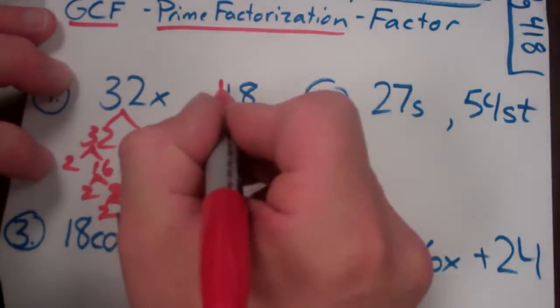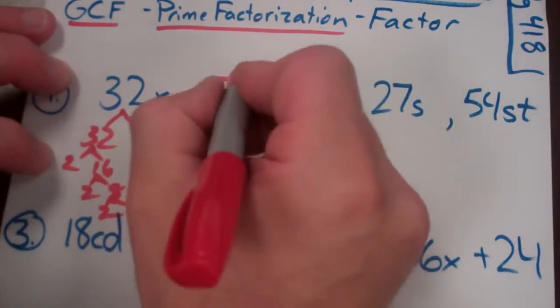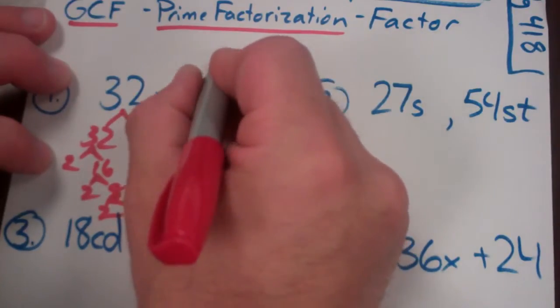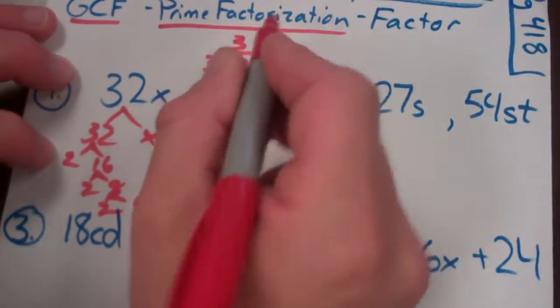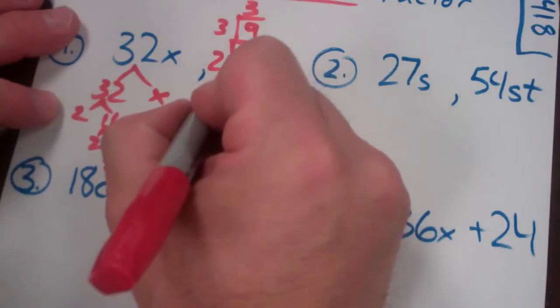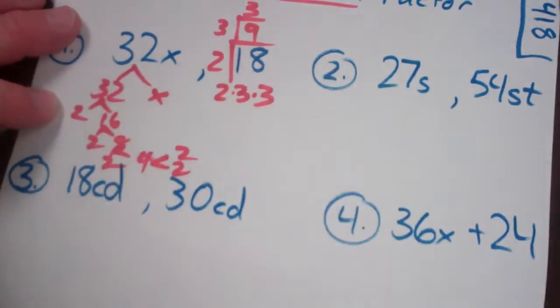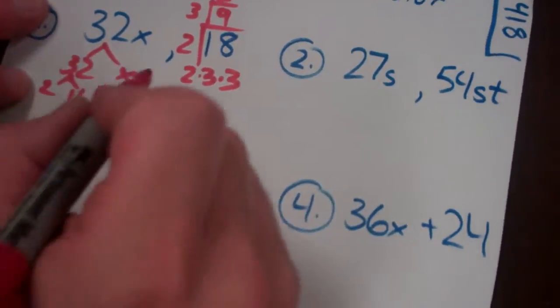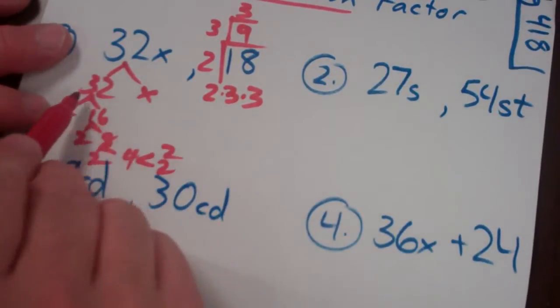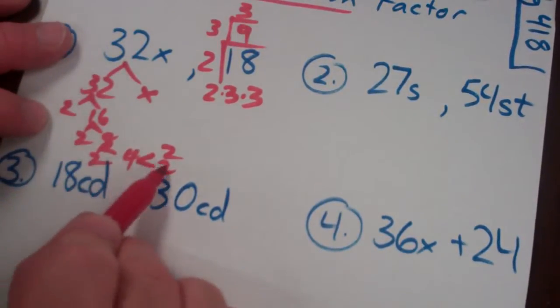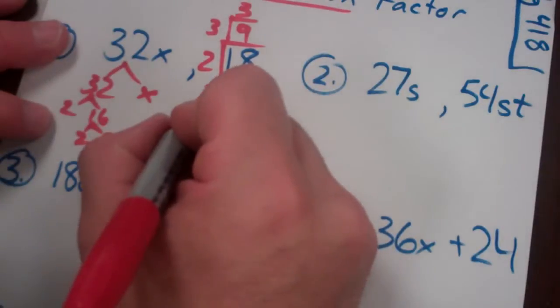18, another way of showing it is this. You could divide 18 by 2 and you get 9. You could divide it by 3 and you get 3. And now I could write 18 as 2 times 3 times 3. And I could write 32 as 2 to the 5th power times x.